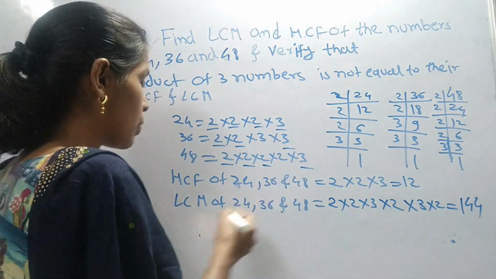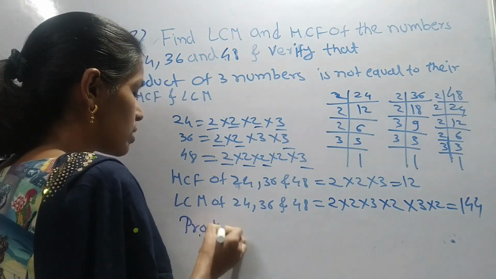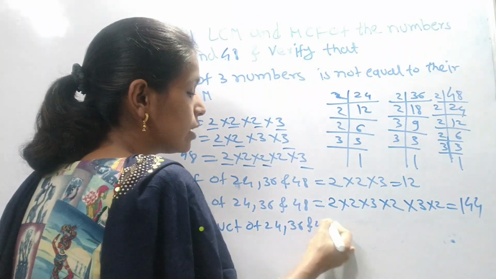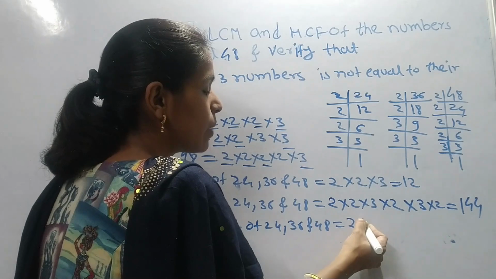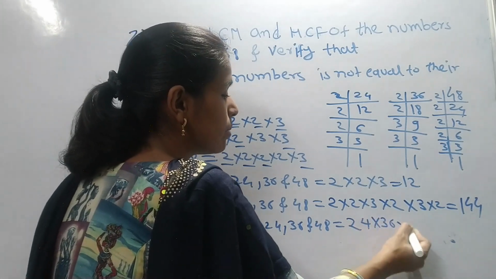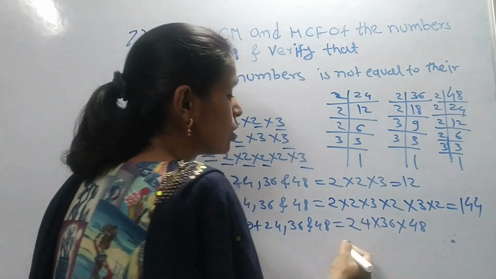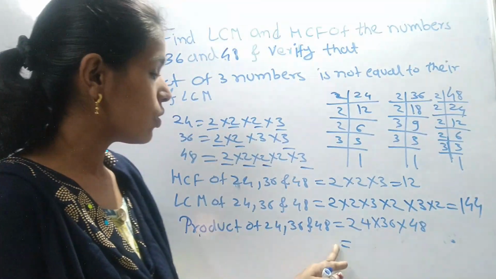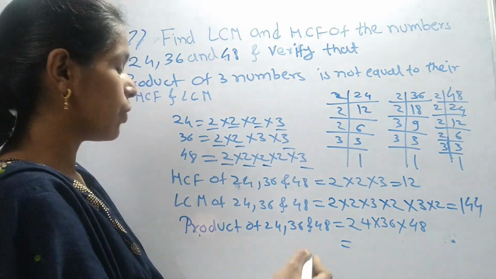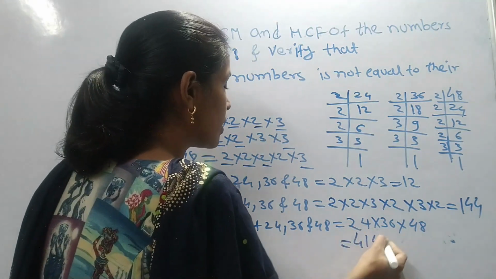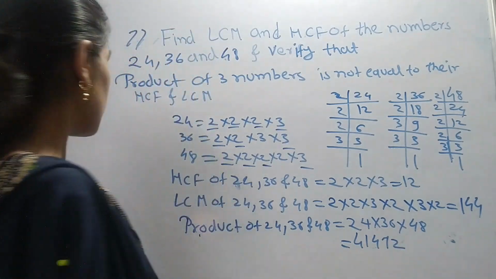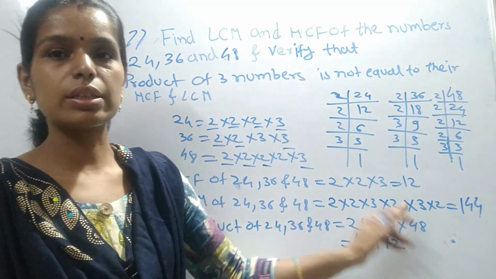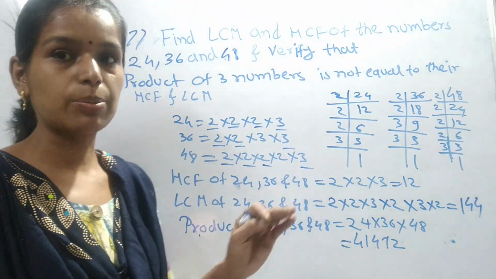Now let's find the product of the three numbers, the product of 24, 36 and 48. Here you have to do the multiplication: multiply 24 and 36 and multiply the result by 48. You will get a result obviously greater than the product of 12 and 144. So the result is 41,472. 41,472 is the product of 24, 36 and 48. You can check it by the multiplication.